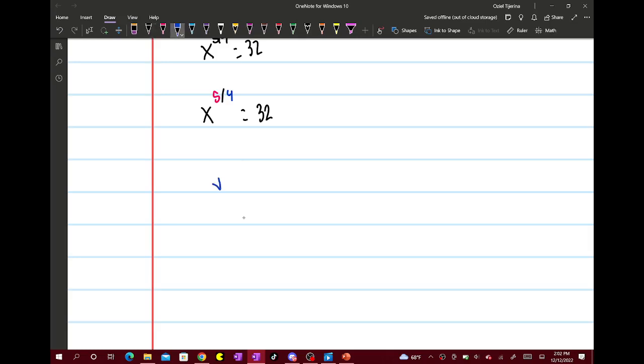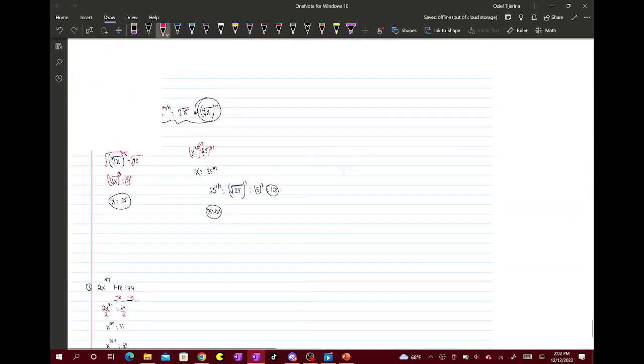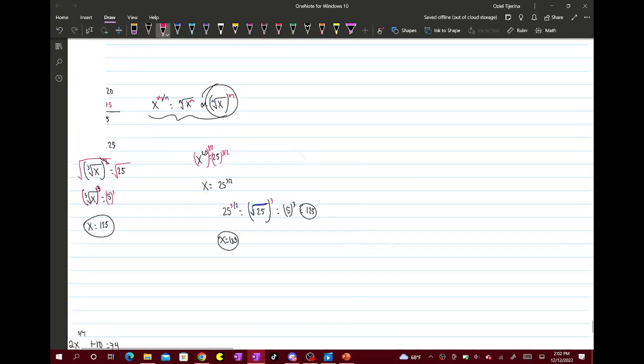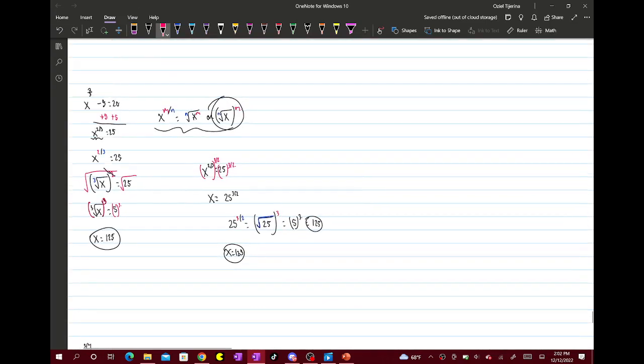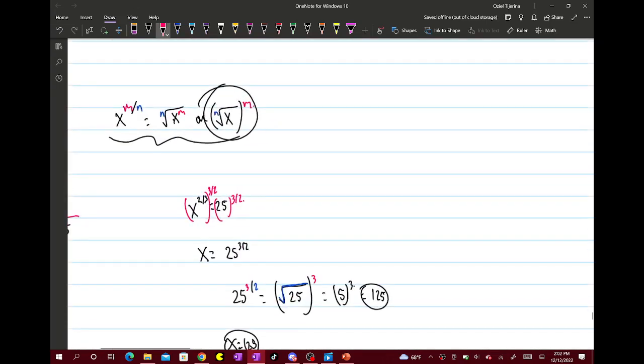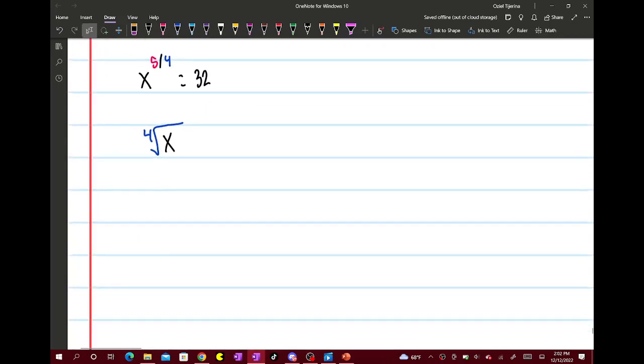The 4th root of x, and again, I really recommend that you guys use this property here, this one over here that's circled, okay? So you're going to say the 4th root of x, and then it's going to be all raised to the 5th power, and it's going to be equal to 32.